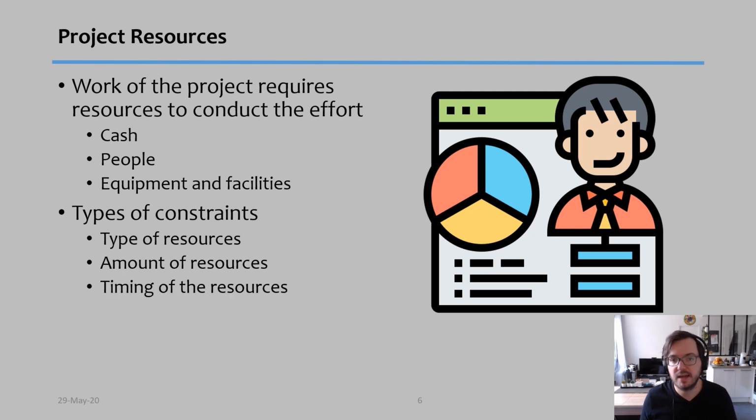And finally, the timing of those resources. For example, you might have a project that says we have $1 million, but does the money come in at the very beginning of the project, or does the majority of the money come later on in the project? This will affect what you can do during the period of the project.